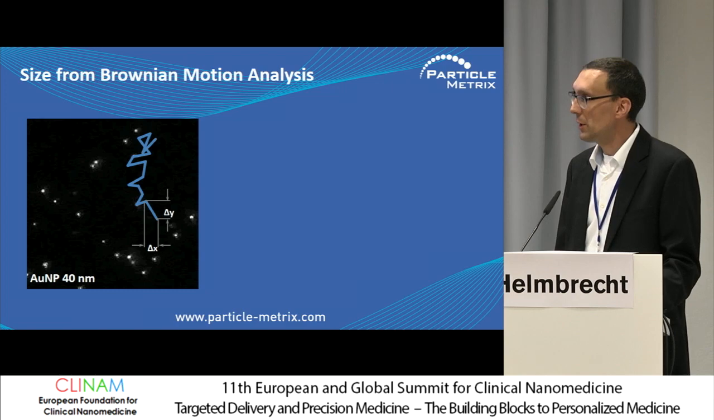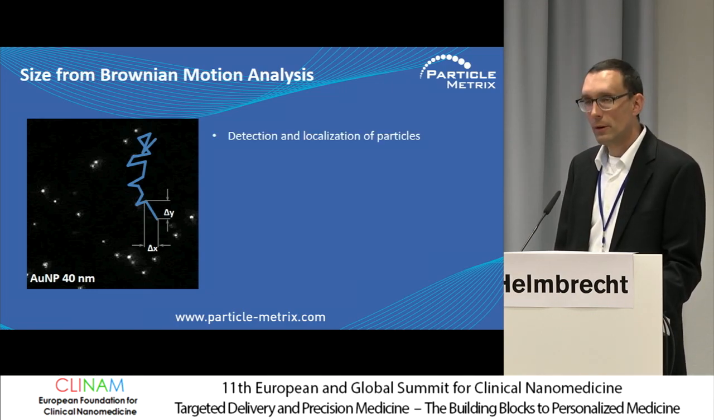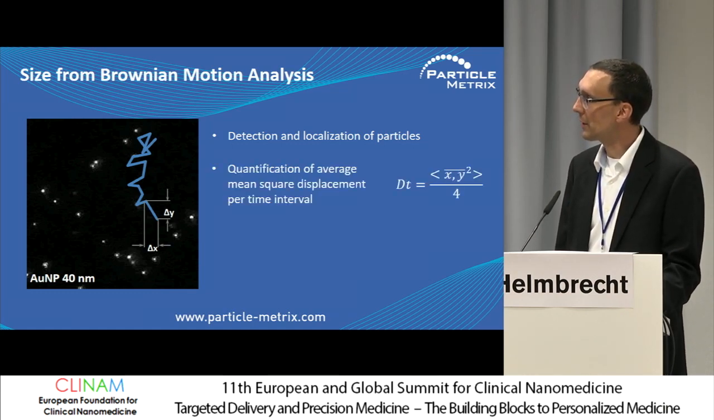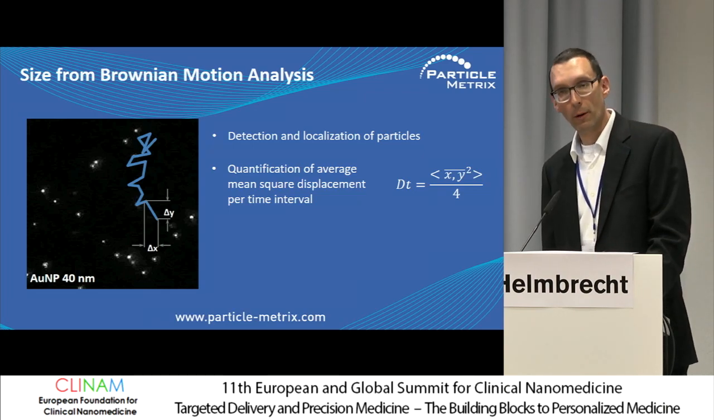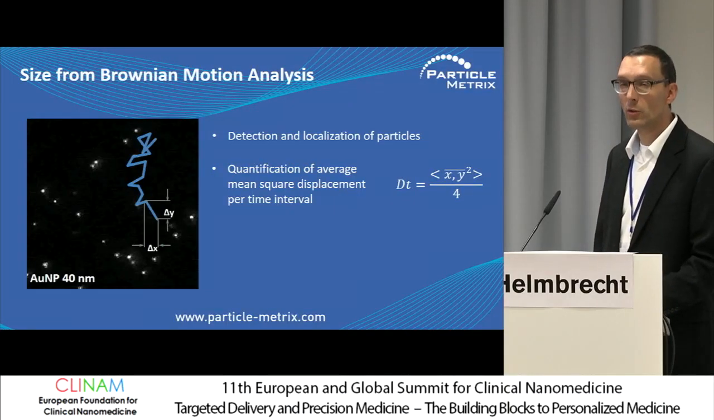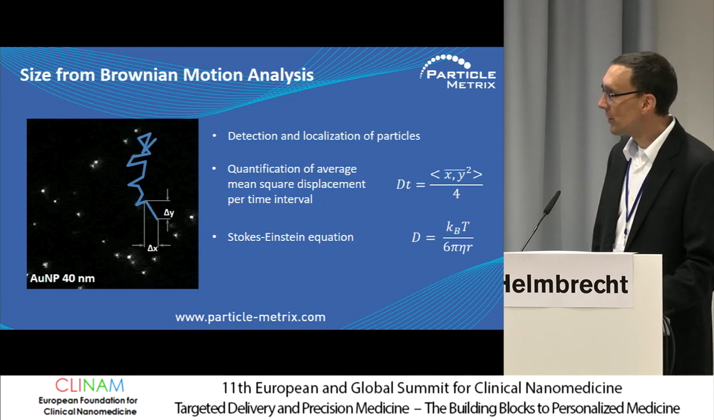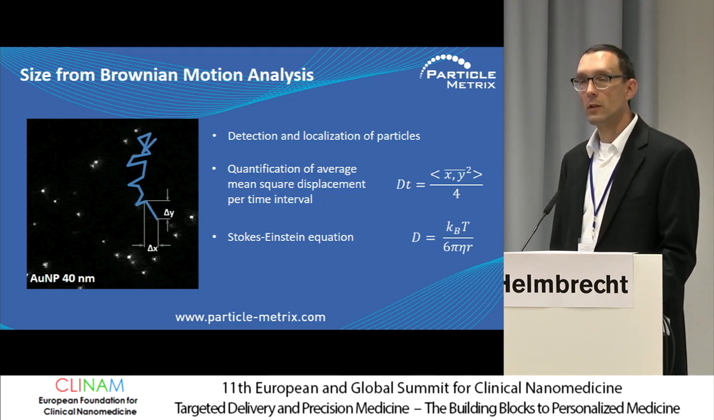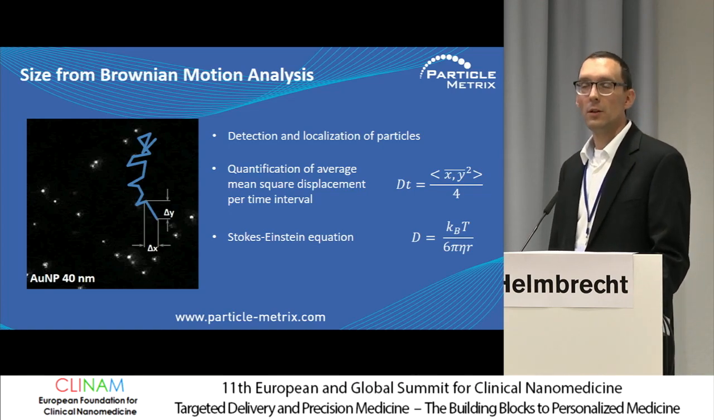Basically, it's a video. We take a video, and detection and localization of the particles is done by means of an algorithm, by automatic processing of the videos, and then we quantify the average mean square displacement of the particles, basically the jump the particles do from frame to frame. And if we link this together, and if we apply the Stokes-Einstein equation, we get the diffusion coefficient, and out of the diffusion coefficient we get the radius.